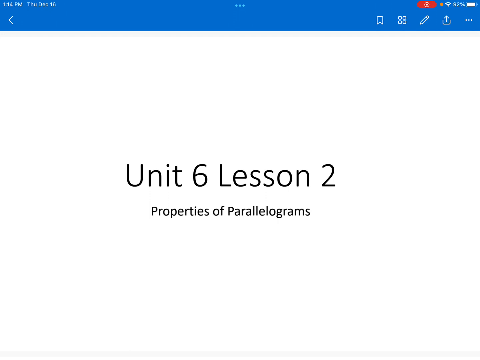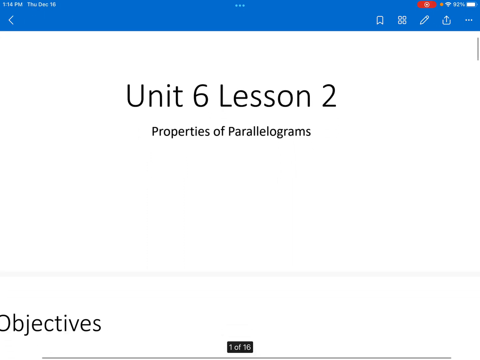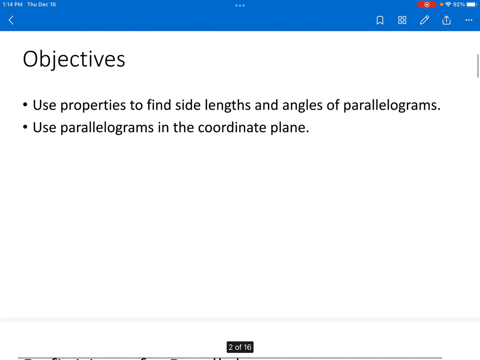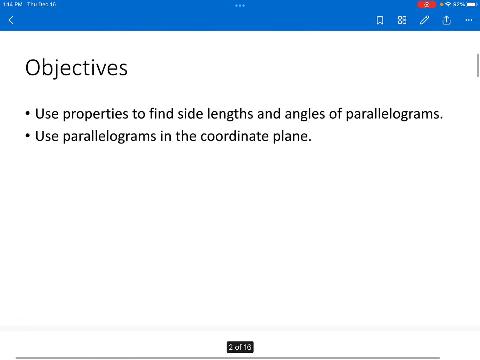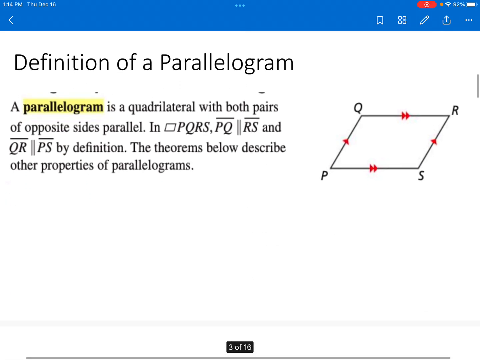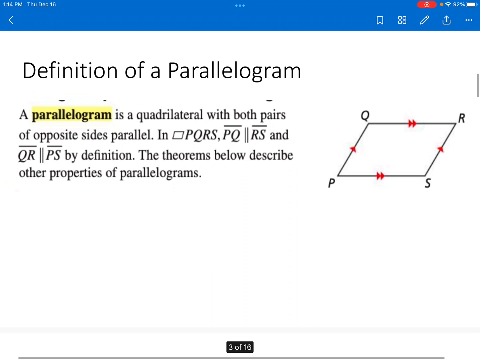Okay, today's lesson is on parallelograms as we venture into polygons, specific polygons that is, called quadrilaterals. So we're going to talk about four-sided figures, and the first four-sided figure, quadrilateral, that we're really going to focus on and talk about their properties is the parallelogram. We're going to find side lengths and angles, and we're also going to use the coordinate plane a little bit. So first of all, let's talk about the definition and what a parallelogram actually is.